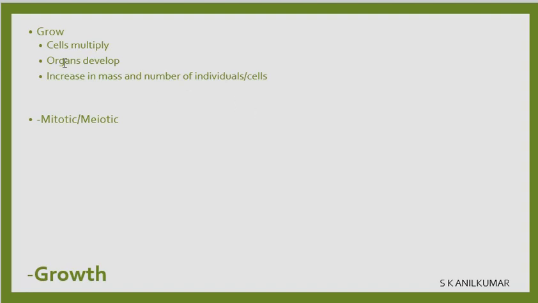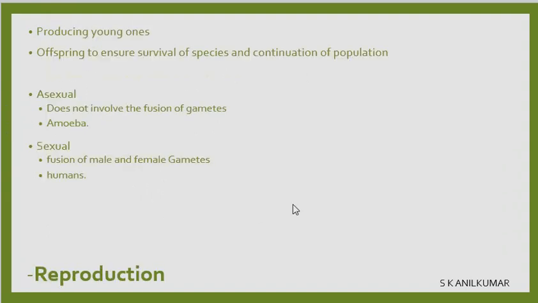Now, growth. What is growth? Growth means the cells in the living being multiply. They multiply and grow into tissues, and organs are developed which will take care of, for example, the reproductive system, nervous system, digestive system, respiratory system. So, organs develop into systems, skeletal systems. The growth of the cells also causes an increase in the mass or the number of individual cells. The number of individual cells results in, after reproduction, the number of individuals also. The cells multiply by two types of division, meiotic or mitotic.